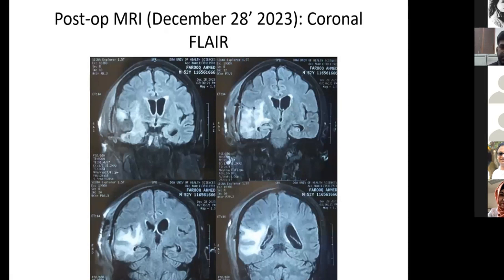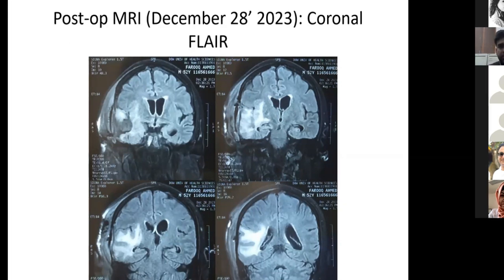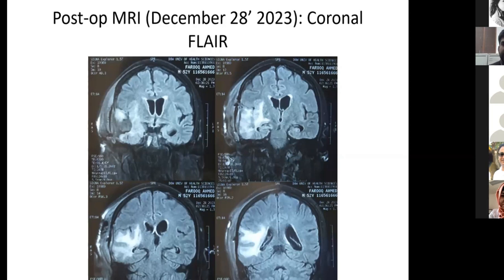But apart from that, if you look at the FLAIR images, we have a lot of residual signals on FLAIR, which is suggestive of probably tumor infiltration over there, if it is a tumor. So we cannot really exclude a residual over here. Okay.